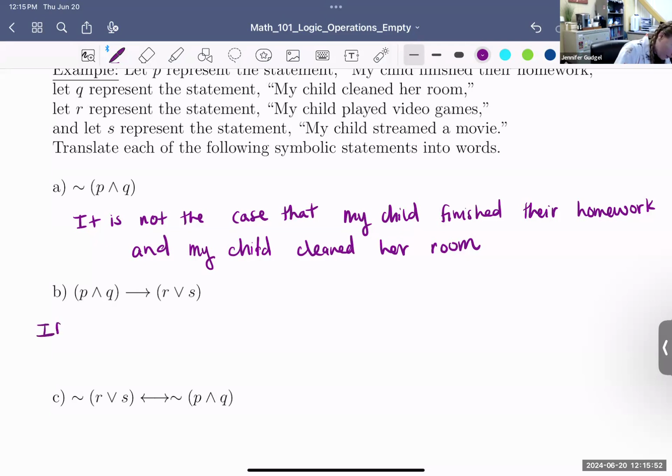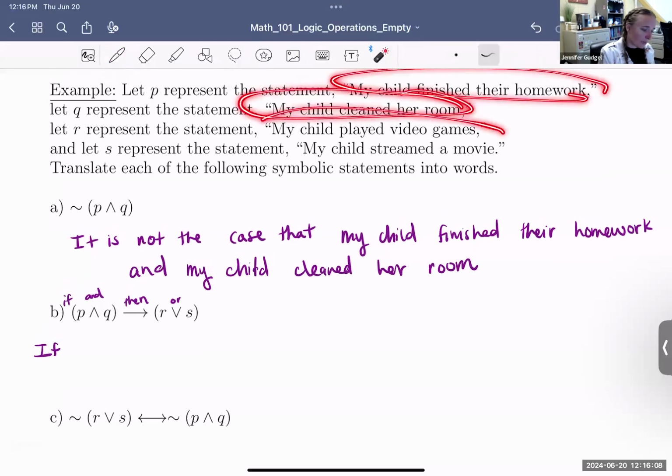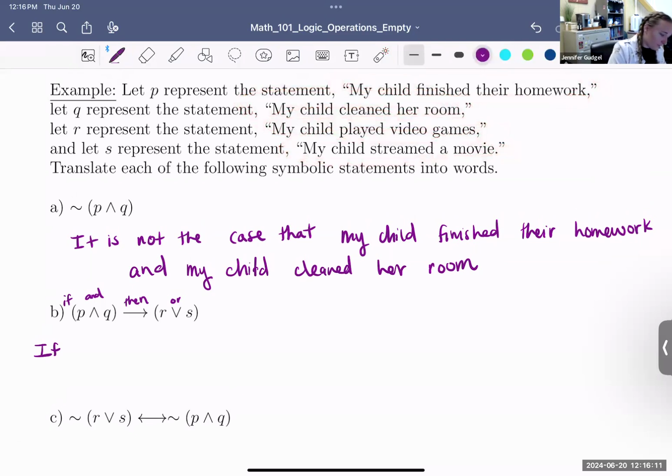So if and then or, that's what I mean. I'm filling in if P and Q, then R or S. And I'm just taking these statements up here and putting them in for the P, Q, R, S. So if P, my child finished their homework. And what was Q? My child cleaned her room.